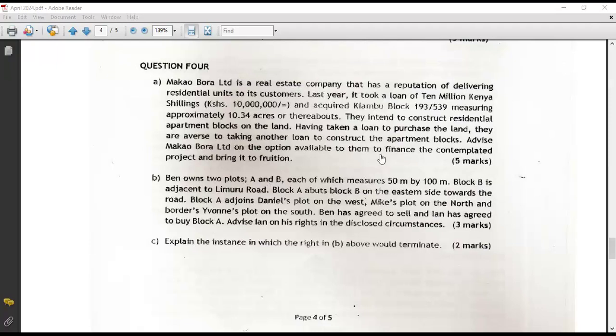That one depends on the Physical Planning Act and its regulations, eh? Okay. So that is it. Yes, mwalimu. So these are the areas someone needs to cover.